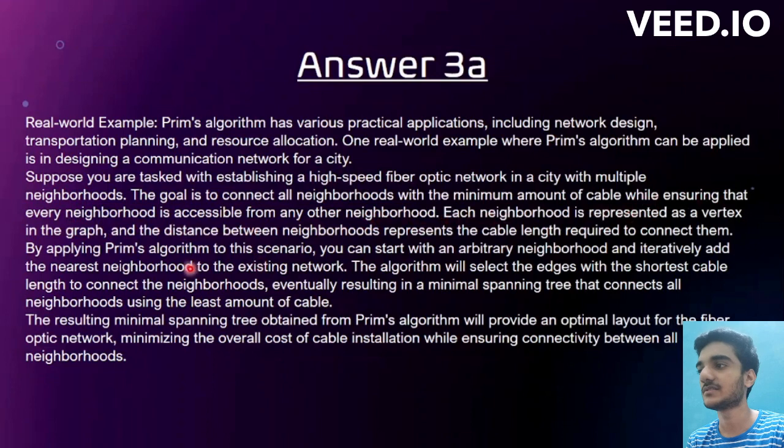Each neighborhood is represented as a vertex in the graph, and the distance between neighborhoods represents the cable length required to connect them. By applying Prim's algorithm to this scenario, you can start with an arbitrary neighborhood and iteratively add the nearest neighborhood to the existing tree. The algorithm will select the edge with the shortest cable length to connect the neighborhoods, eventually resulting in a minimum spanning tree that connects all neighborhoods using the least amount of cable.